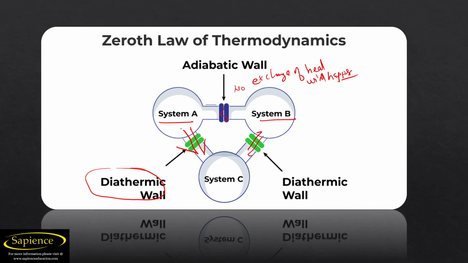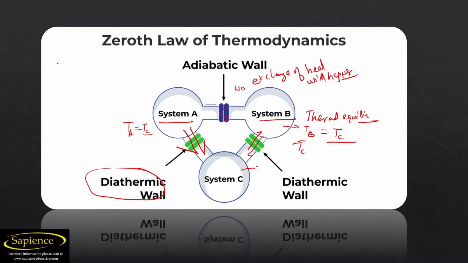So when systems A and C are connected, what will happen? System A and system C try to acquire the same temperature, that is, temperature of A is equal to temperature of C, because both will attain thermal equilibrium. Again, systems B and C are connected in such a way that there is an exchange of heat energy or any type of energy. Then they acquire a thermal equilibrium position. So what actually happened? The temperature of system A, system B, as well as system C are all equal.